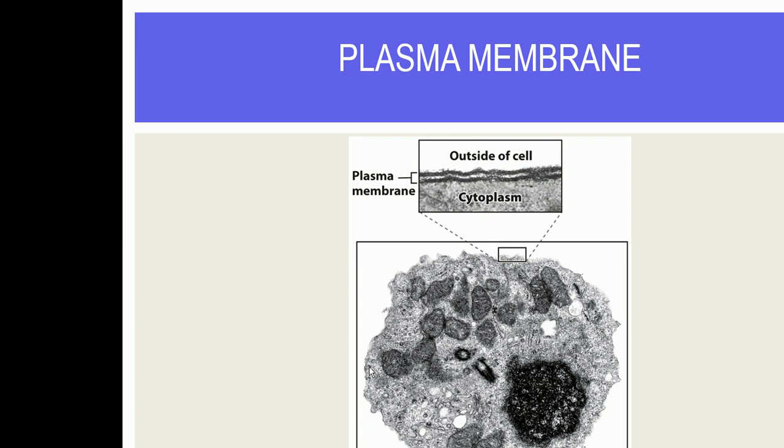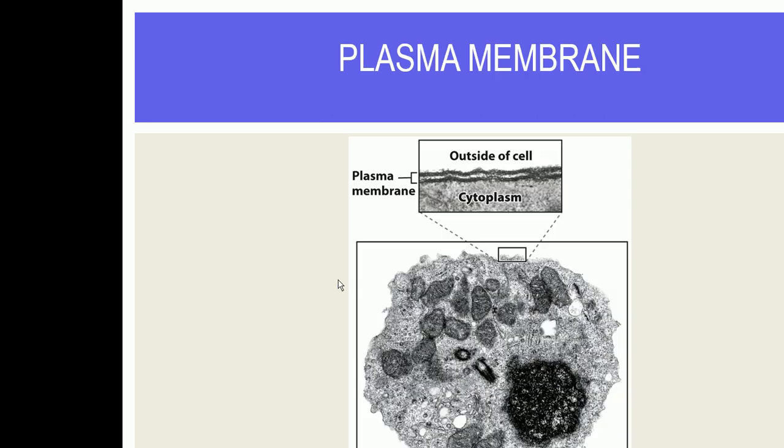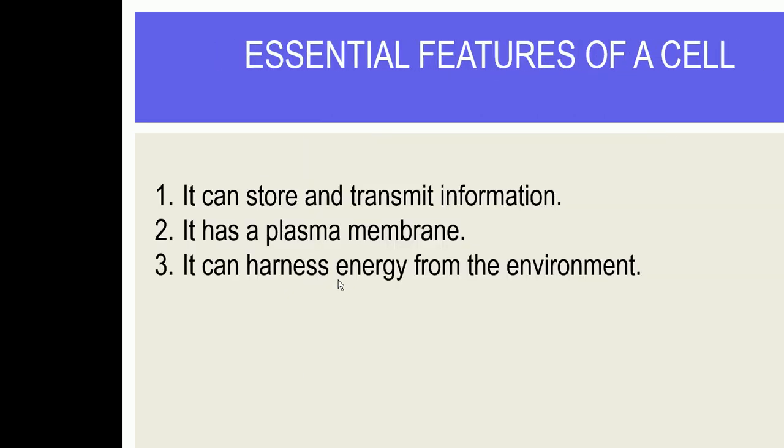Plasma membrane is a membrane which surrounds the cell, and it acts as a barrier. Through the plasma membrane, there are a lot of things coming inside the cell and moving outside the cell. And the cell can harness energy. So these are the three important characteristics of cells.